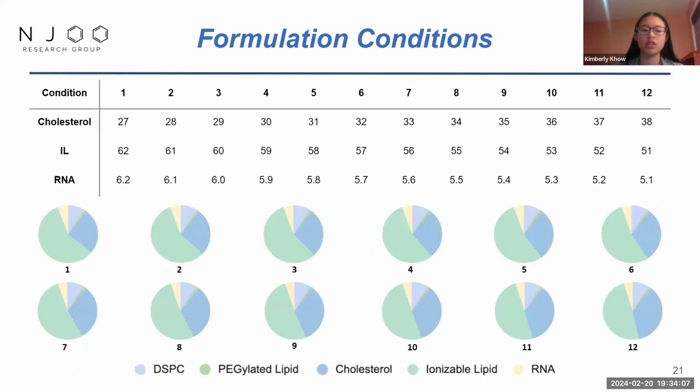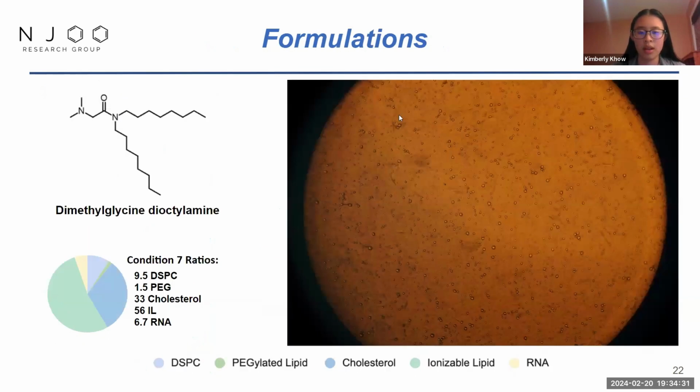And for the conditions of formulations, we mostly played around with the cholesterol and ionizable lipid ratios, as based on previous literature, these were what were usually changed. So we wanted to see how different conditions would affect how well the LNPs formed and how well they were able to deliver mRNA into cells. One example of our successful trials for formulations was on the lipid dimethylglycine dioxylamine with condition 7. And as you can see here on the bright field, we see a pretty nice amount of LNPs that formed.